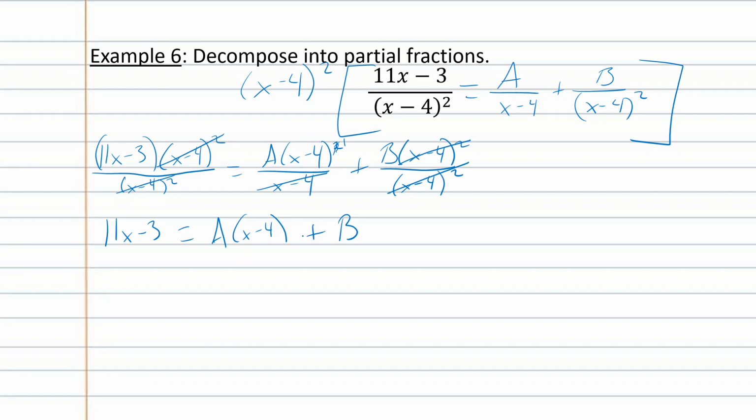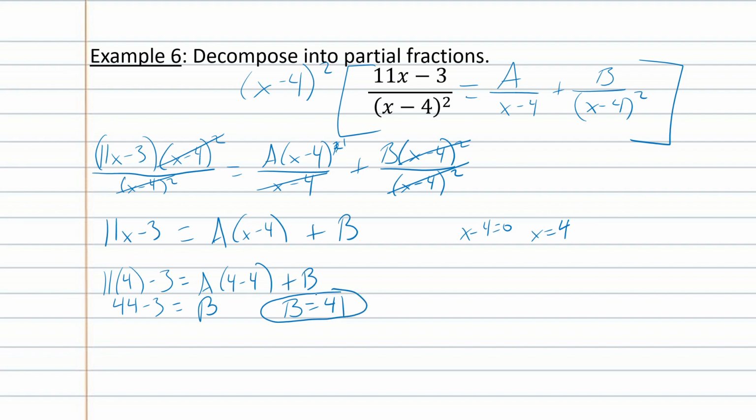Now, I need to choose an x so that A goes away. X minus 4 essentially needs to wind up being a 0, which means I need to choose an x equal to 4. So let's plug x equal to 4 in. It's going to be 11 times 4 minus 3 equals A times 4 minus 4 plus B. 11 times 4 is 44 minus 3 equals, let's see, 4 minus 4 is 0 times A is 0. So it really just leaves us with a B here. 44 minus 3 is 41. So B just equals 41.